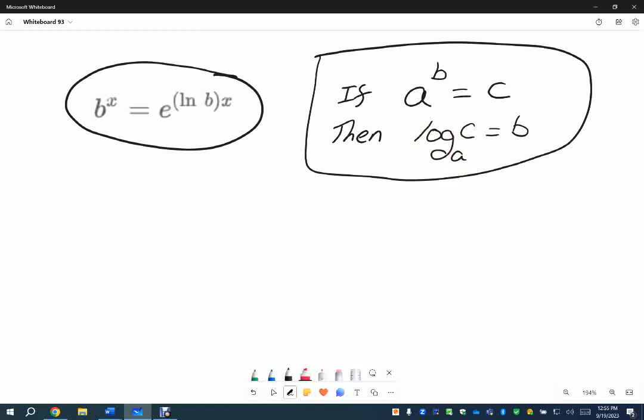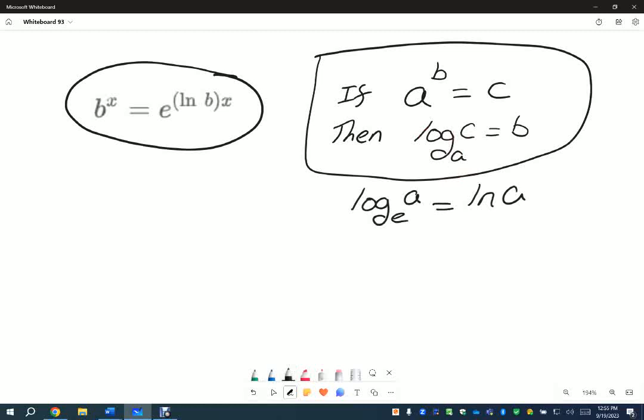One other little definition we need is that the log base e of any number, I'll just call it a, can be written as the ln of a. These say the same. So ln just means log base e.